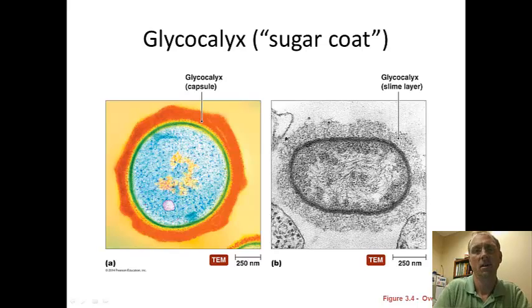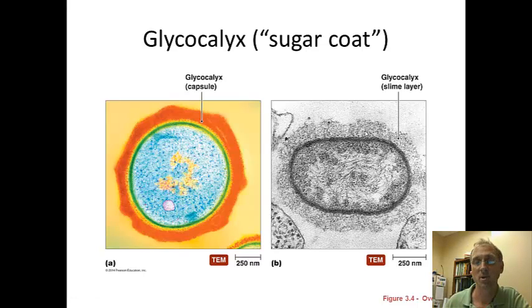The first structure that we're going to talk about that's found on some but not all prokaryotic cells is the glycocalyx. The glycocalyx, or sugar coat, actually comes in 2 different forms depending on how tightly associated the glycocalyx is to the surface of the microorganism. If the glycocalyx is rather tightly associated and firm up against the surface, we refer to that structure as a capsule. If it is looser and less tightly associated to the surface, we refer to it as a slime layer.